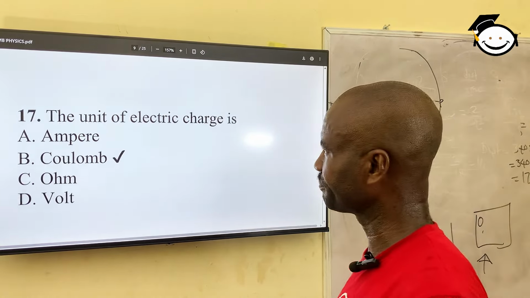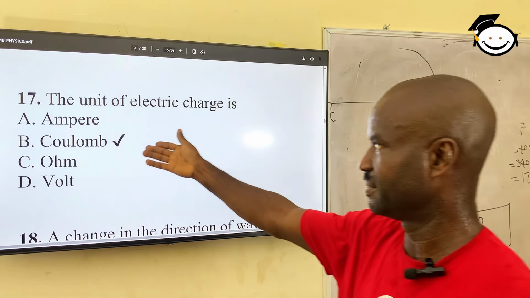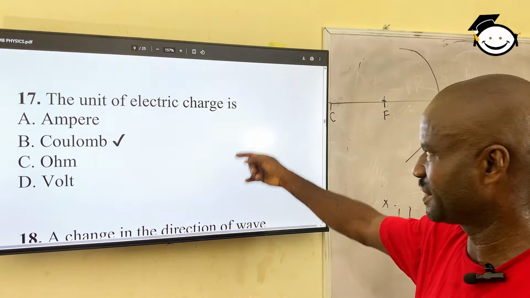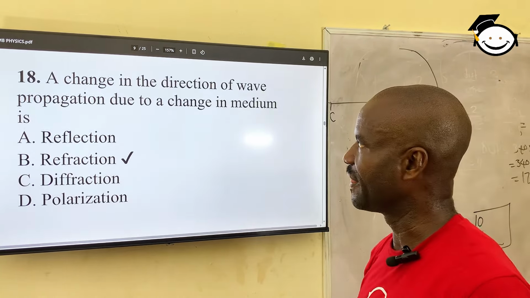Question 17. The unit of electric charge is very simple. Kilo. The unit of electric charge is kilo. Let us not waste much time here.